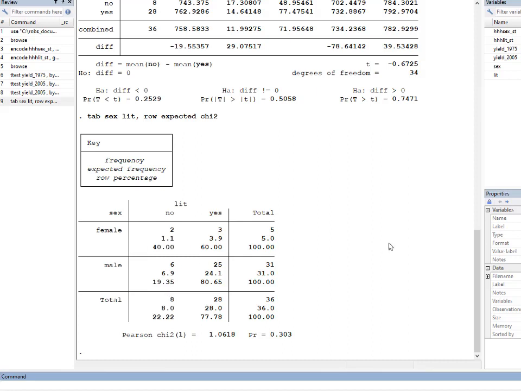So this information here isn't enough to make us reject the idea that literacy and sex in the population is not connected. So there's no evidence of any relationship between the sex of the head of household and whether or not he or she is literate. So that's this chi-square test, which again is a really handy one anytime you've got two lots of categorical data and you want to know whether they're associated, like sex and occupation or religion and migration status or whatever. It could all be done with a chi-square test.